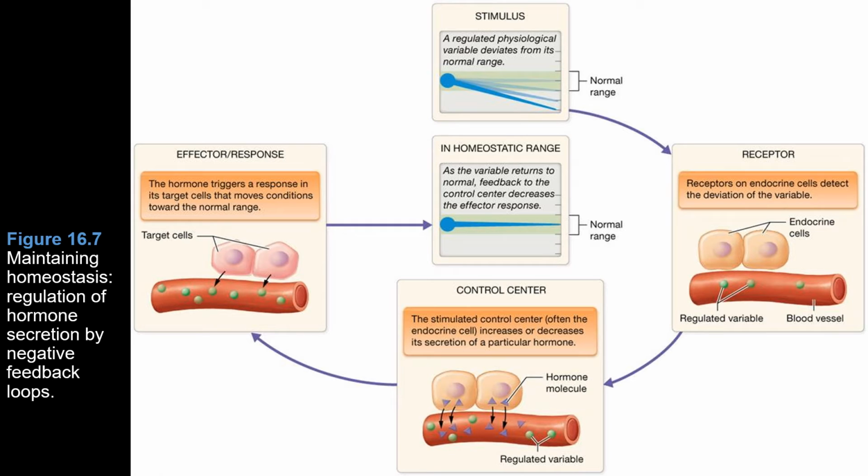And you're also going to have the homeostatic range. And so, as the variable returns to its normal range, feedback to the control center decreases that effector response. So as, let's say, calcium concentration goes back to normal, those calcium-promoting hormones will lessen their response. Less of them will be secreted. And so when those homeostatic conditions have been restored, the control center returns hormone secretion to the normal range by either decreasing or increasing it, and then this in turn stops the stimulation to the target cells, decreasing or ending the response.